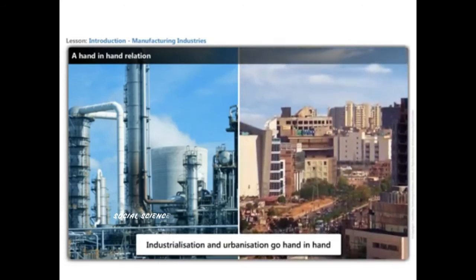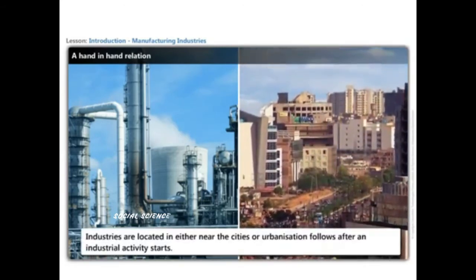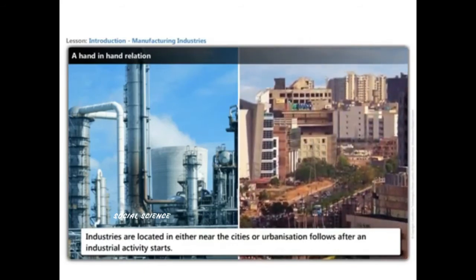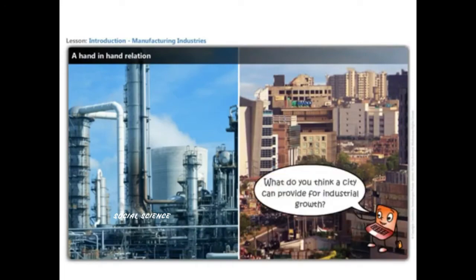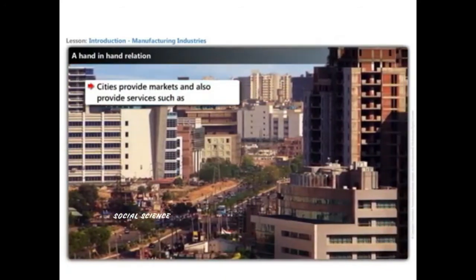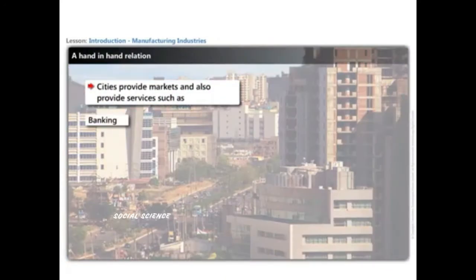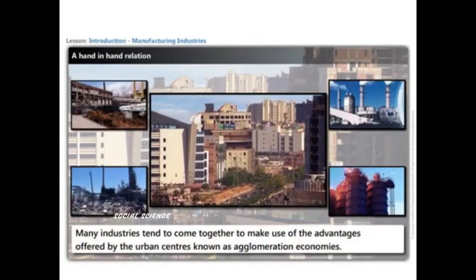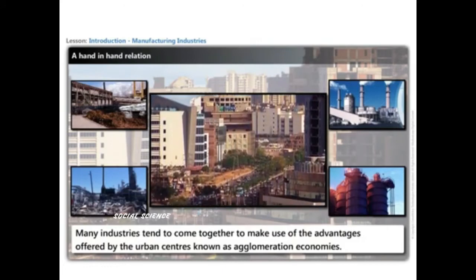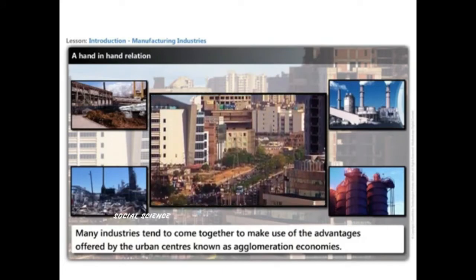Industrialization and urbanization go hand in hand. Industries are located either near the cities or urbanization follows after an industrial activity starts. What do you think a city can provide for industrial growth? Cities provide markets and also provide services such as banking, insurance, transport, labor, consultants and financial advice, etc. to the industry. Many industries tend to come together to make use of the advantages offered by the urban centers, known as agglomeration economies.